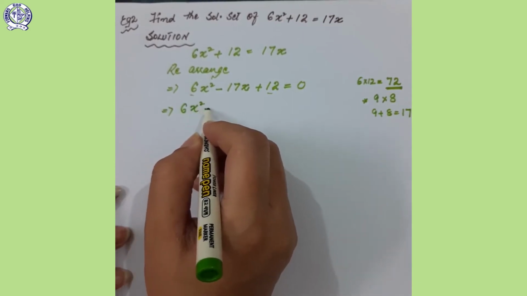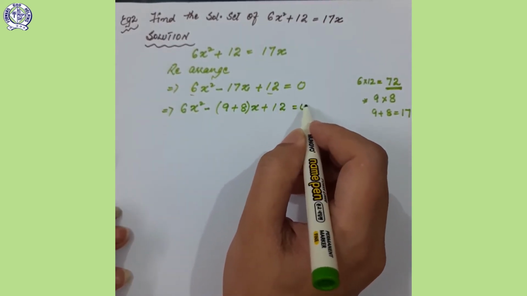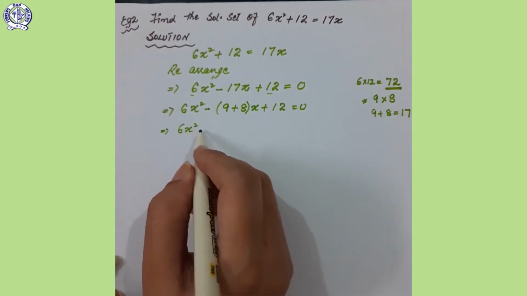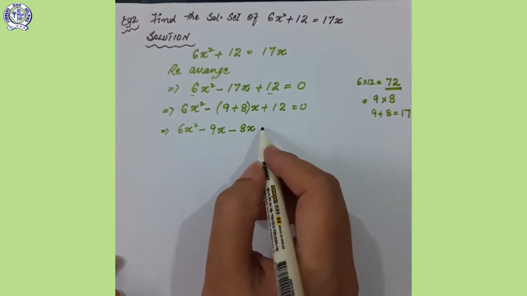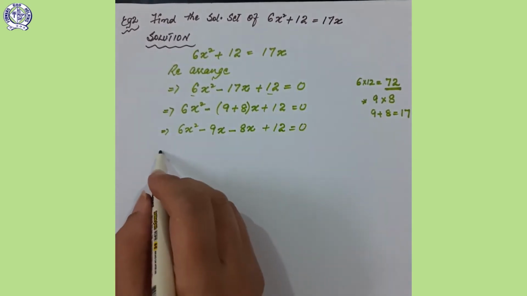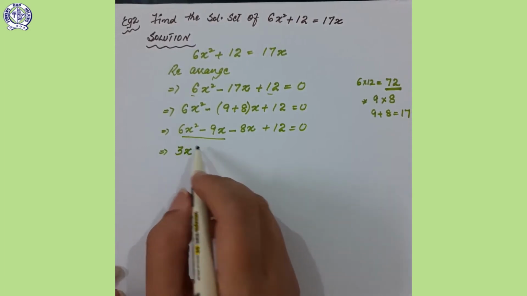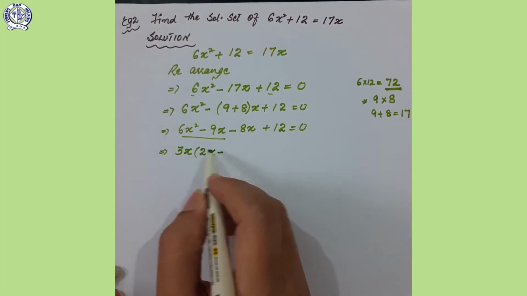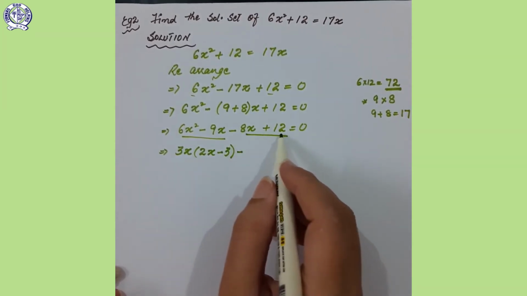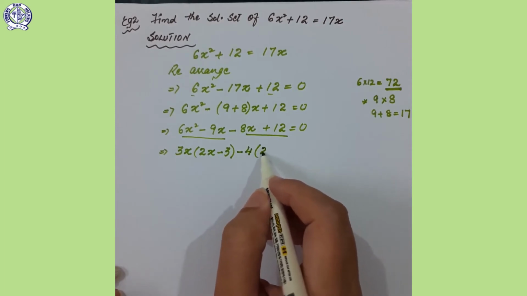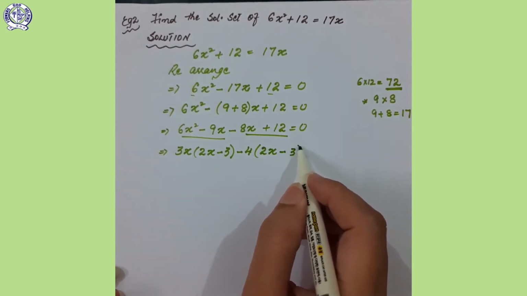6x² minus (9 plus 8)x plus 12 equals 0. So open the bracket: 6x² minus 9x minus 8x plus 12 equals 0. Common from the first two terms, you can see that 3 and x are common. So 3x into 2x, 2x minus 3 into 3 is 9, and x is common. Then common from these two, you can see 4 into 2 is 8, 4 into 3 is 12. So 4 is common, 4 into 2x is 8x, minus is outside, so this will change into minus, 4 into 3 is 12, equals 0.